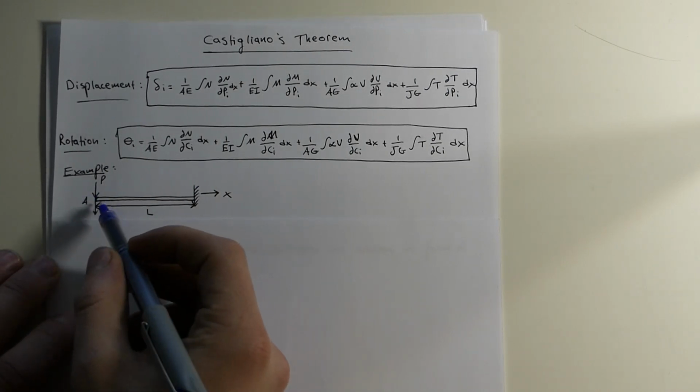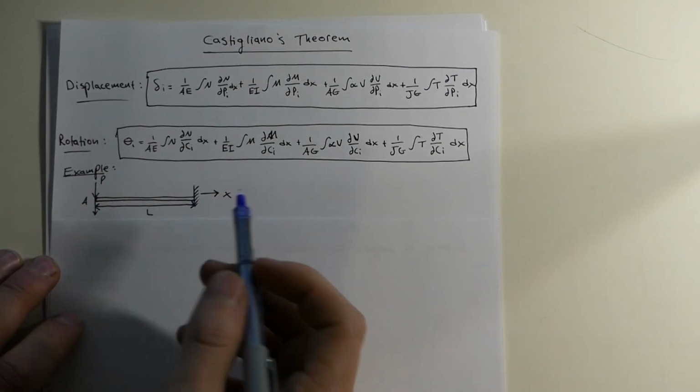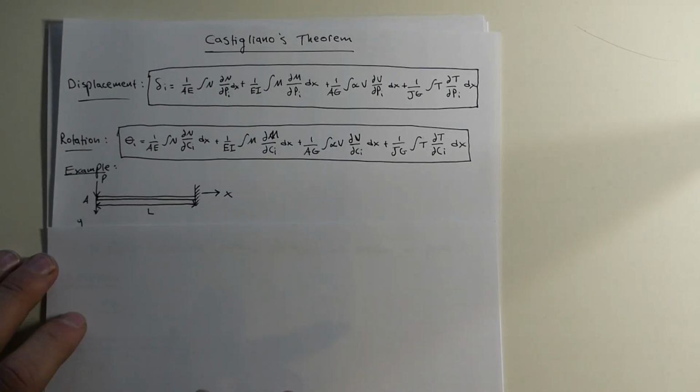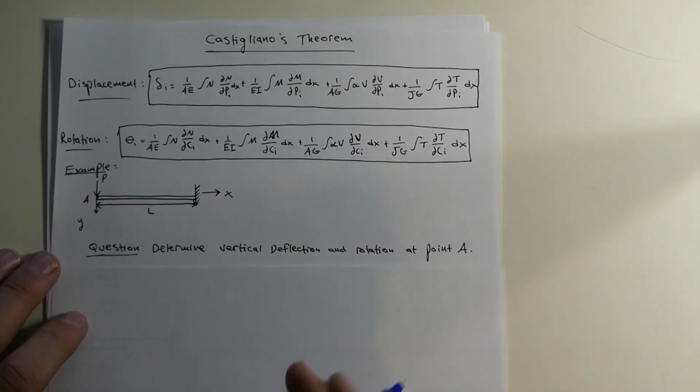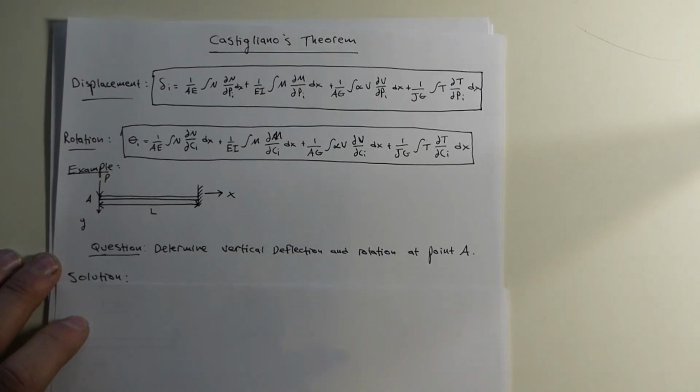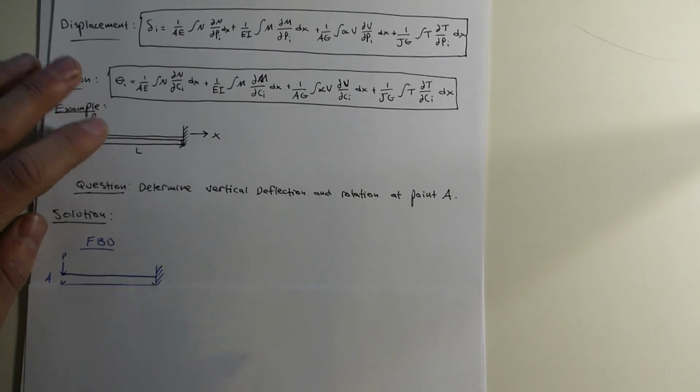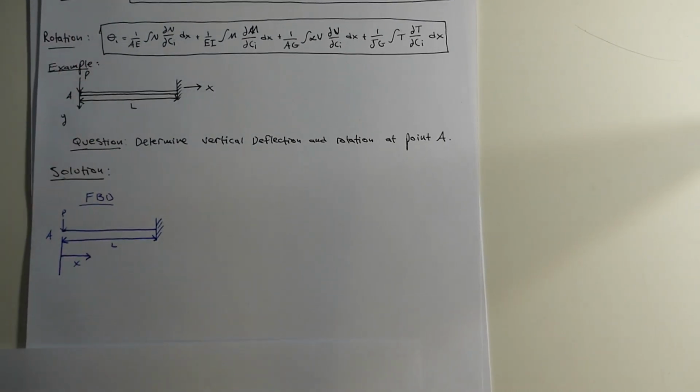Basically there's a point load applied here at point A and it's fixed on this end. It's just a simple cantilever beam. So the question's asking us to determine vertical deflection and rotation at point A. So here's the solution. First we're going to draw the free body diagram.